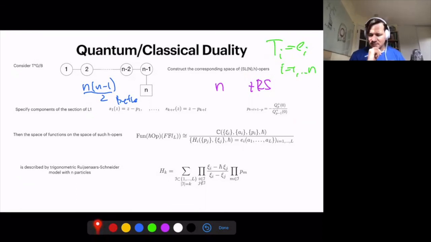I'm still not sure if we should call it a symplectic leaf. No, I'm not saying symplectic leaf. It's a Lagrangian leaf. It's a Lagrangian submanifold, so the subvariety of one half dimension. One half dimension. Yeah, I think you're right.